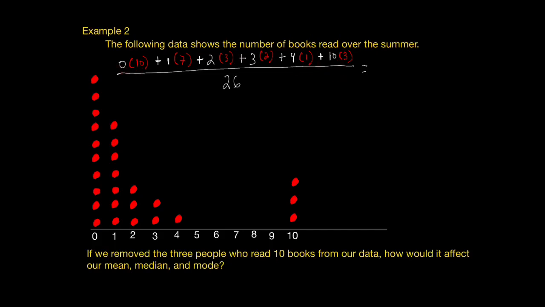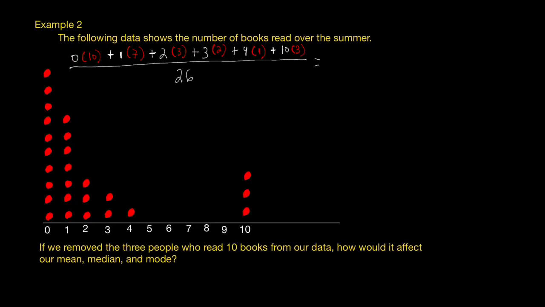Let's go ahead and compute the numerator. 0 times 10, that's going to give us 0. 1 times 7, that's 7. 2 times 3 is 6. 3 times 2 is also 6. 4 times 1 is 4. And then 10 times 3 is 30. All of this is getting divided by 26. Computing this numerator, I'm getting a total of 53. And then if we divide that by 26, we're going to get an approximation of 2. Or here, I rounded to the nearest hundredth, so 2.04.